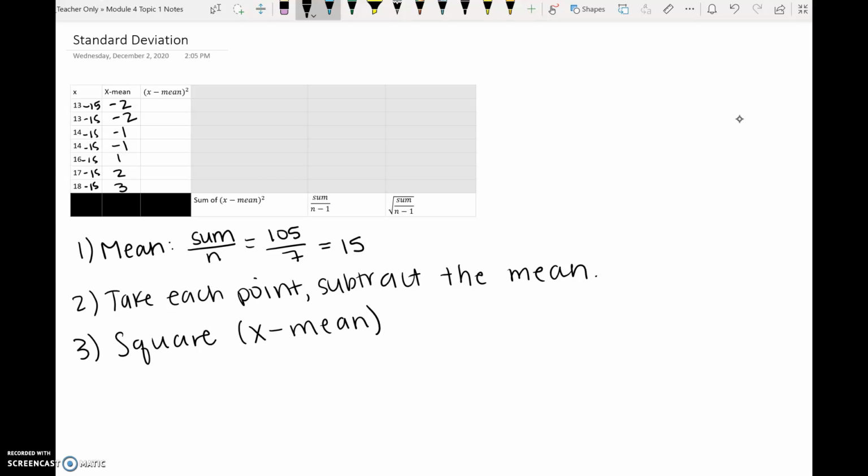Remember, basically we're trying to find out how spread out the data is. So if we're taking the mean, the middle, we're basically finding the distance from each data point to the middle and then squaring it to make all of the distances positive.